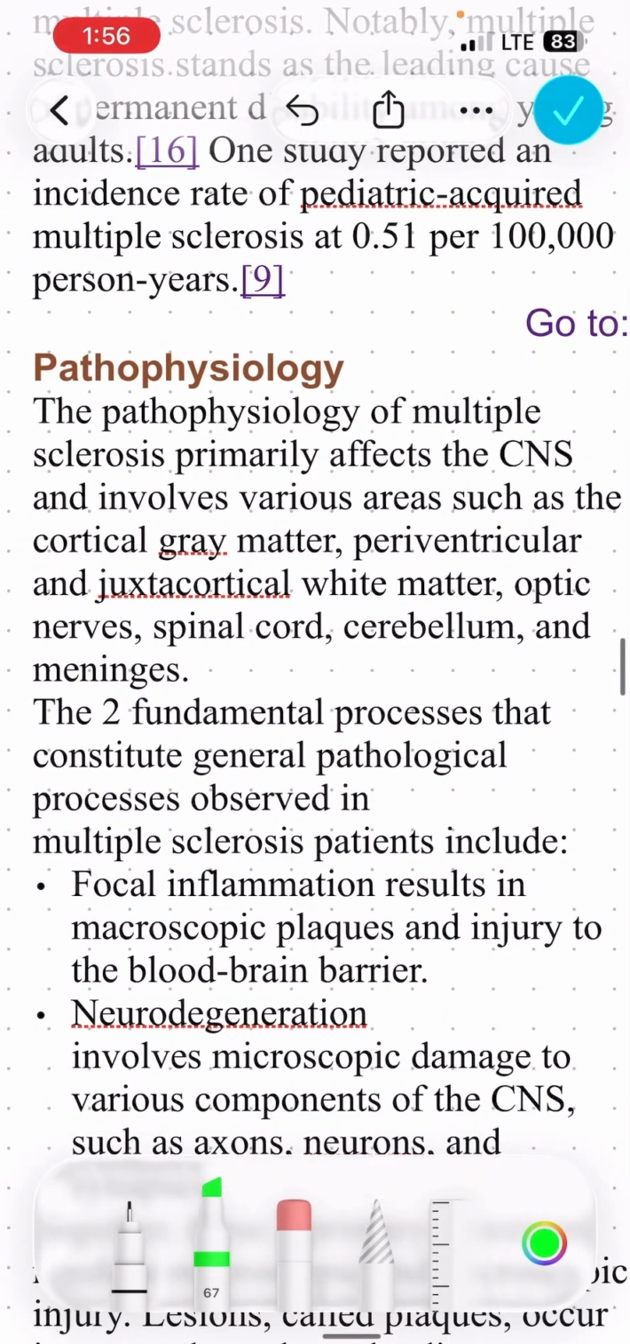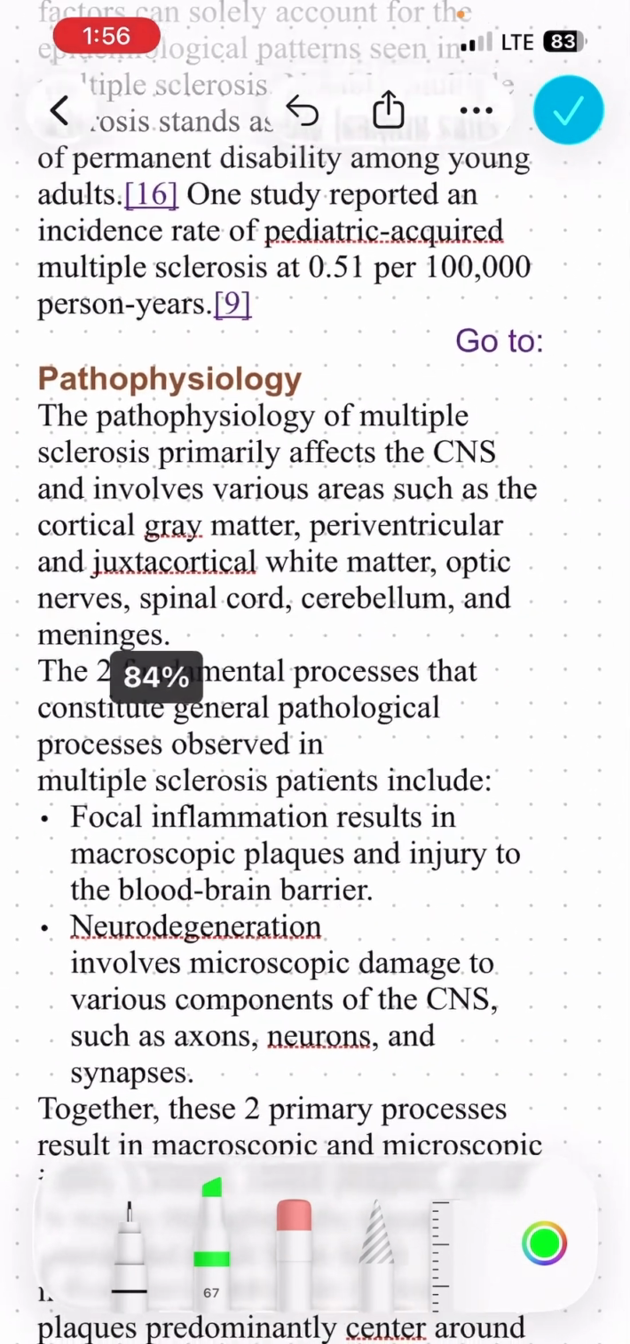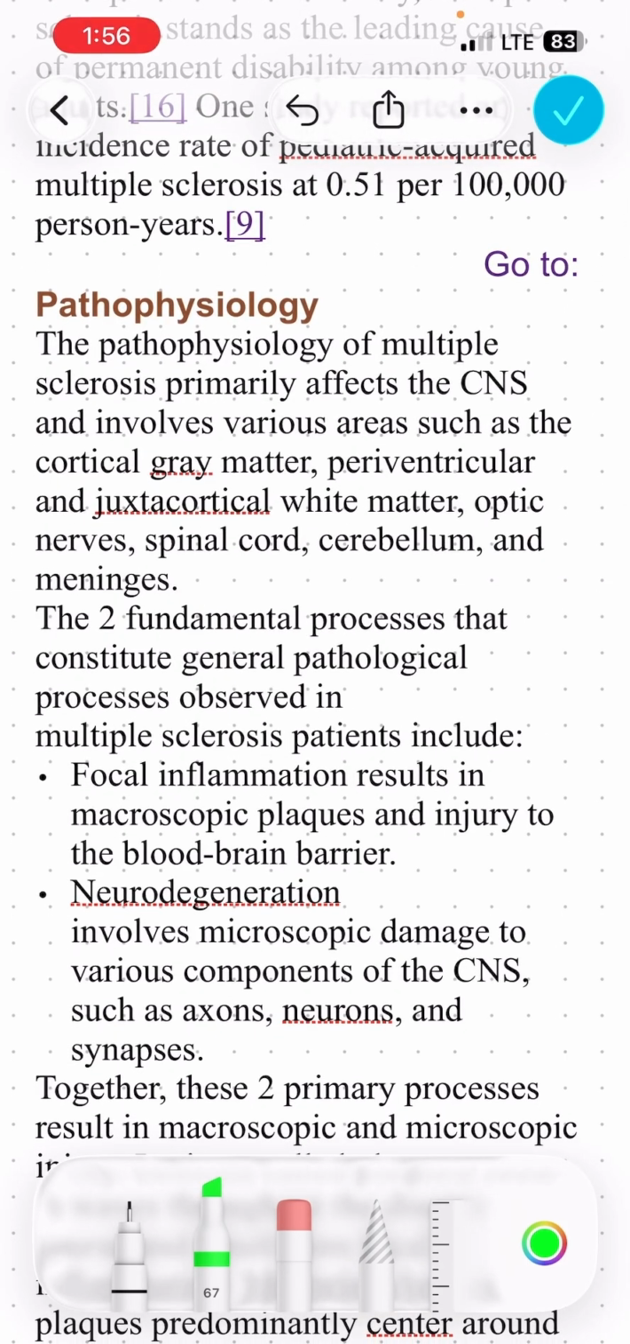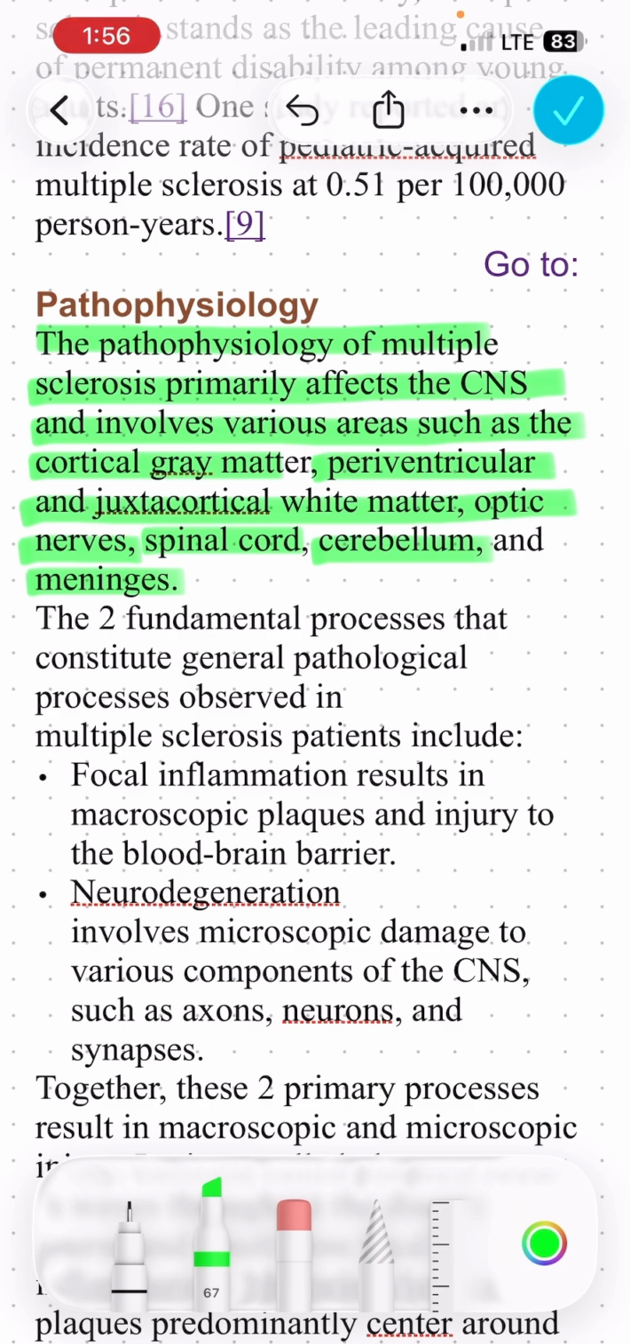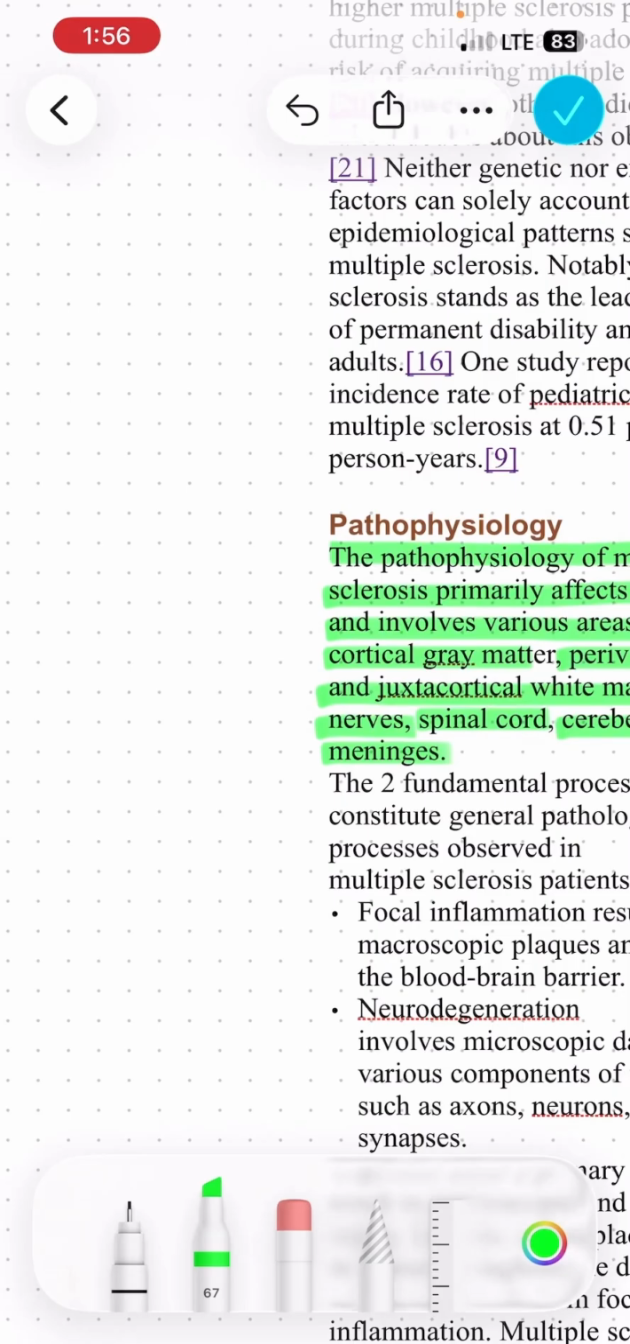So this is the basic epidemiology, which is not that important, but now pathophysiology, very important. The pathophysiology of multiple sclerosis primarily affects the CNS and involves various areas such as the cortical gray matter, periventricular and juxtacortical white matter, optic nerves, spinal cord, cerebellum and meninges. As we were talking about the areas, wherever the plaques are depositing and causing that area to go off, this is the basic fundamental pathology behind it.